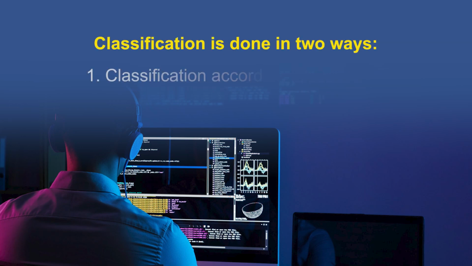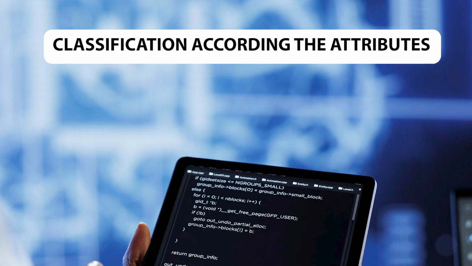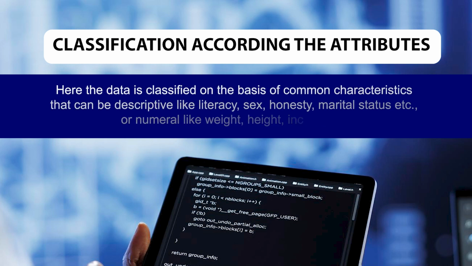So the classification is done in two ways. The first one is classification according to attributes, and the second is classification according to class intervals. Now let's quickly try to understand classification according to the attributes. Here the data is classified on the basis of common characteristics that can be descriptive, like literacy, sex, honesty, marital status, etc., or numerical, like weight, height, income, etc.